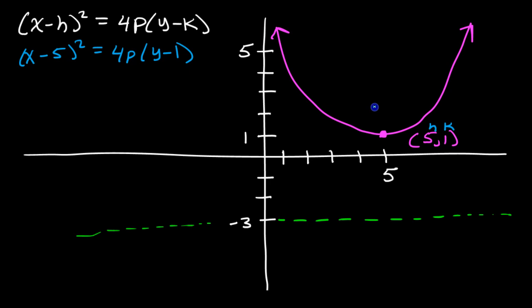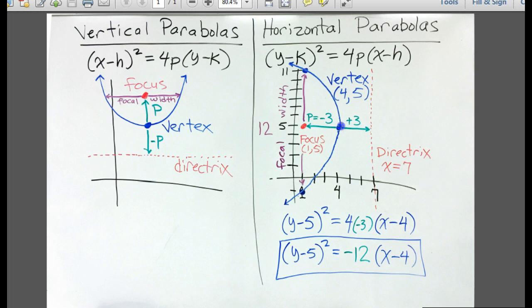The p-value is associated most directly with the focus, which is going to be up here somewhere. But they didn't give me that. They gave me the directrix instead. So that's okay, because remember that the distance to the focus and the distance to the directrix are the same, except that one will be positive and one will be negative because they're in opposite directions.